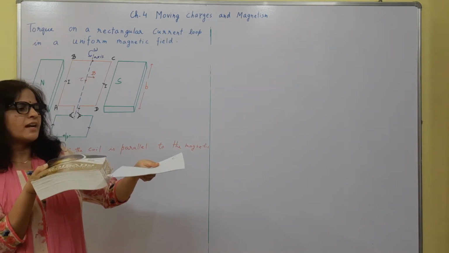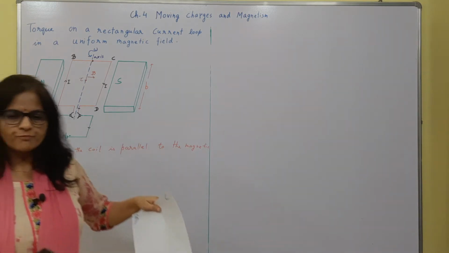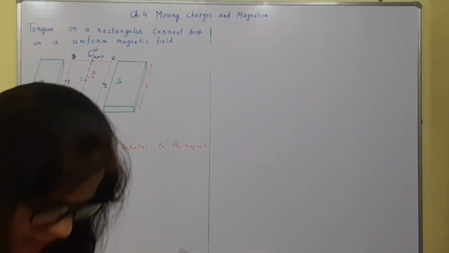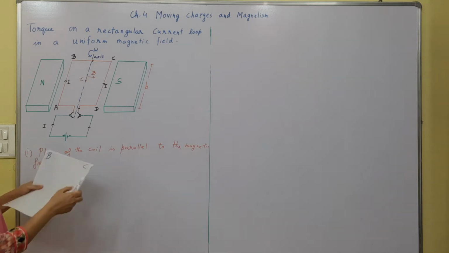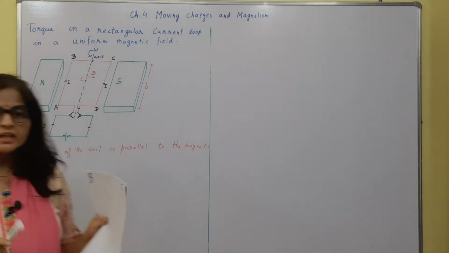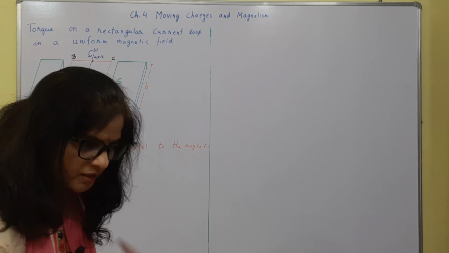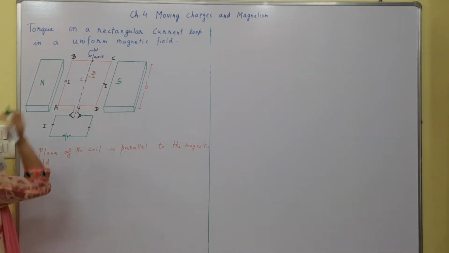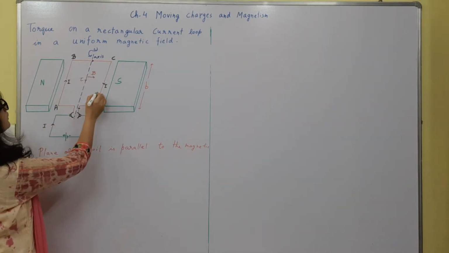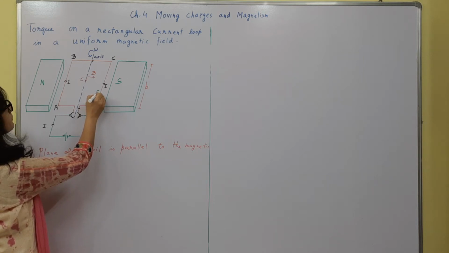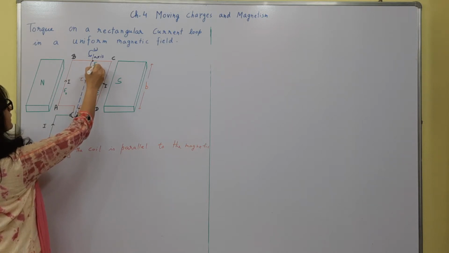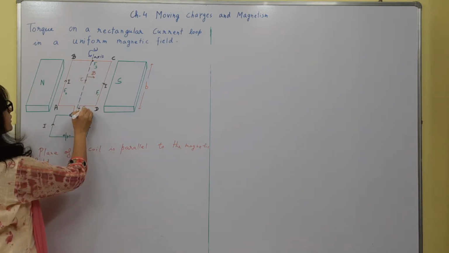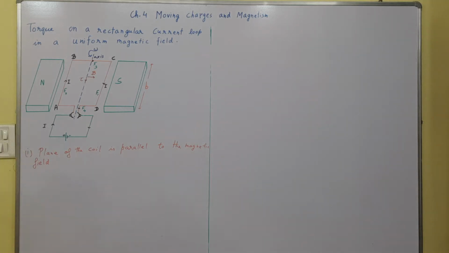If you look at the top view, I'll draw another diagram. First of all, when the plane of the coil is parallel to the magnetic field, we are finding the force acting on every part of the coil. Let's consider that this is the force acting on this part, this is the force acting on this part, F3 is the force acting on this part and F4 is the force acting on the AD part.